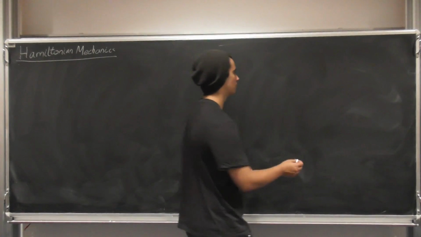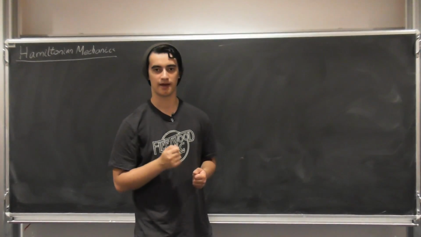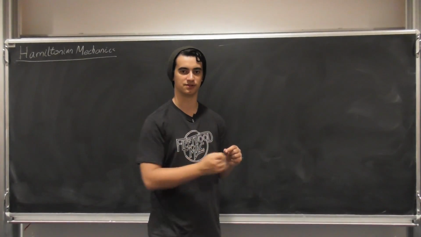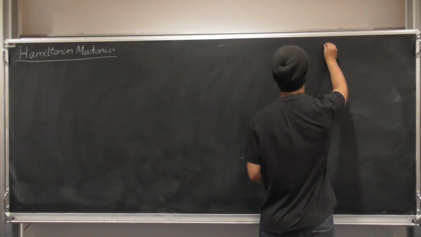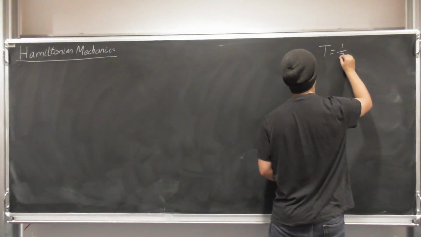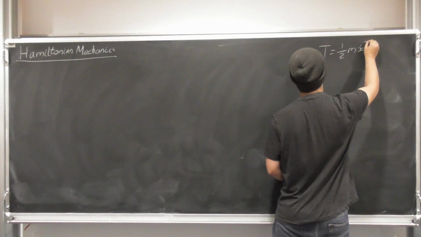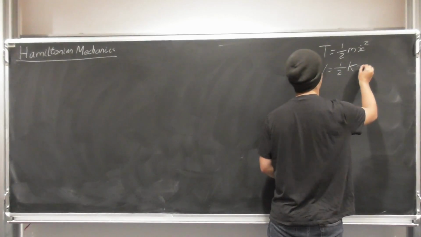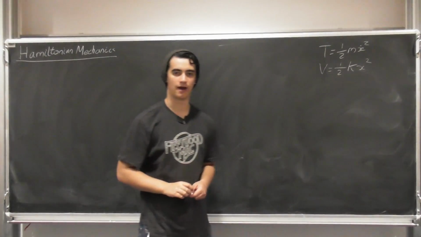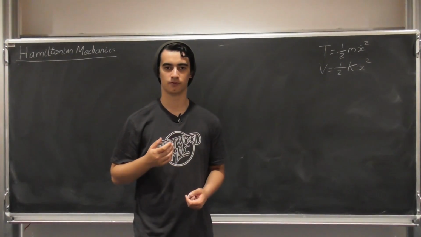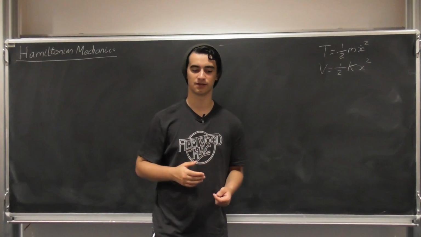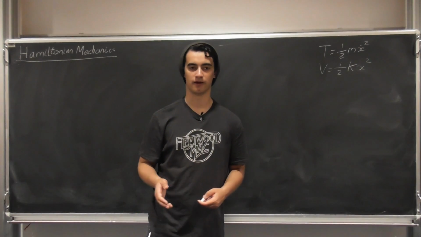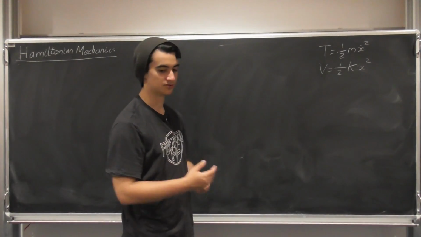So the harmonic oscillator, we'll remember, is a system where a particle will oscillate along one axis with some kinetic energy, T, equal to a half m x dot squared, and some potential energy, V, which is equal to a half k x squared. And this is taken from our idea of the force being F equals minus kx, and the connection between potential energy and force.